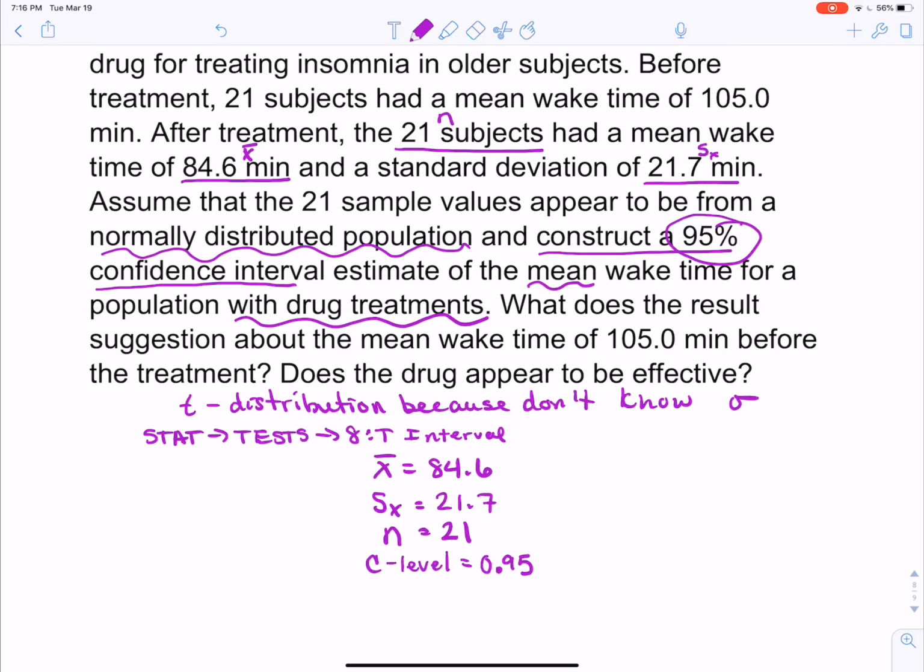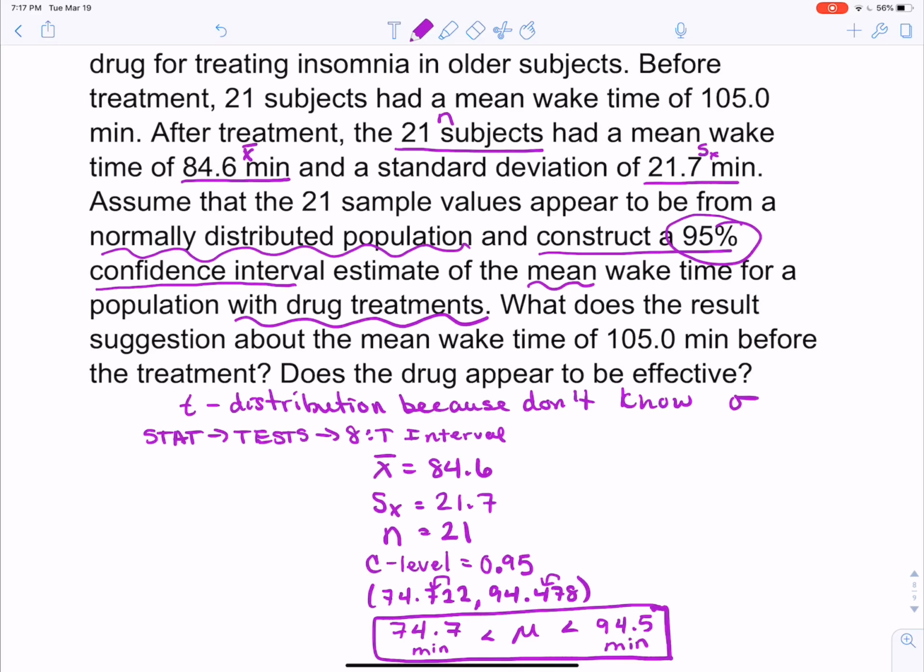When I hit enter, that gives me 74.722 and 94.478. This problem in the homework asked me to round to 1 decimal place. So if I was typing this in, I would say that my confidence interval goes from 74.7 minutes, which is less than my population mean, which is less than 94.5 minutes. Remember, our confidence interval is always an estimate of that population parameter.